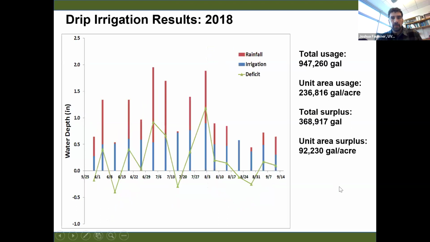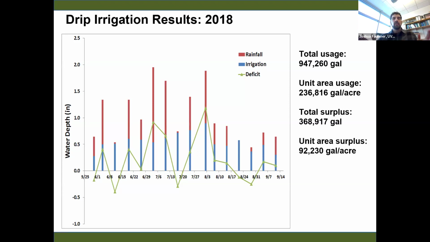And then my next slide is on that 4 acres of drip irrigation. On that 4 acres, they used a little under 1 million gallons of water, 236 gallons per acre. They had a total over application of 368,000 gallons of water. So you can see that green line that measures deficit or surplus is in the surplus zone most weeks of the year, and you can see how much more irrigation water they applied using drip irrigation nonetheless. And so they actually ended up using a surplus of about 100,000 gallons per acre.